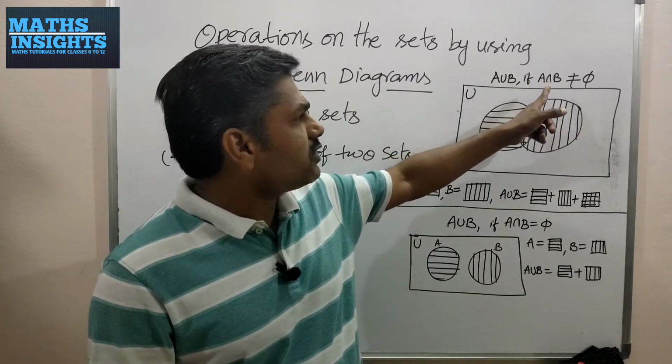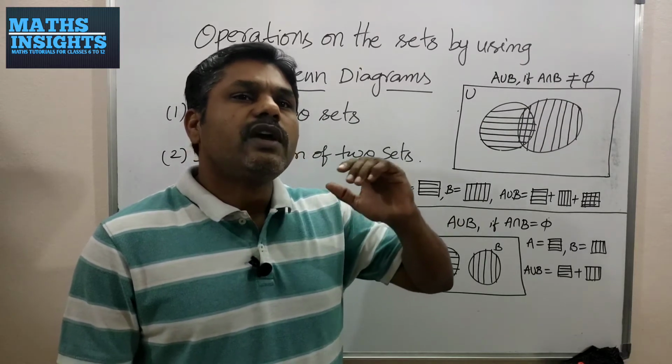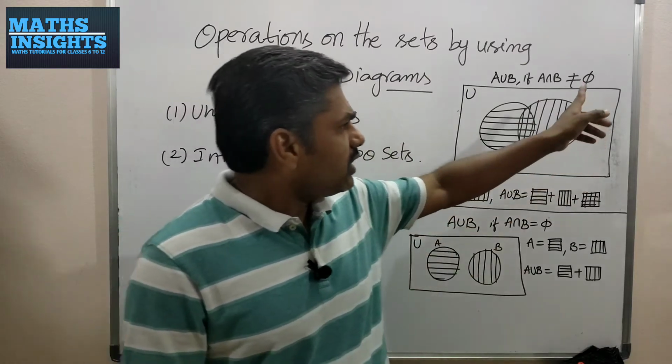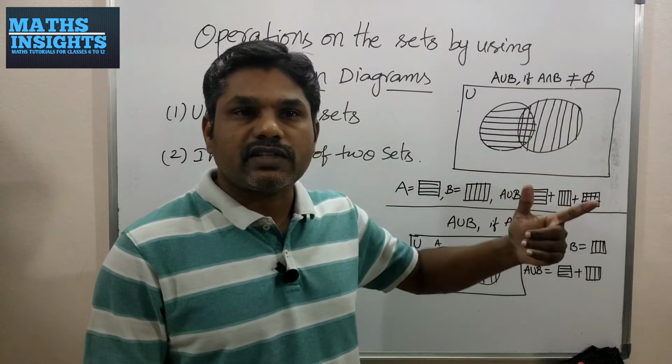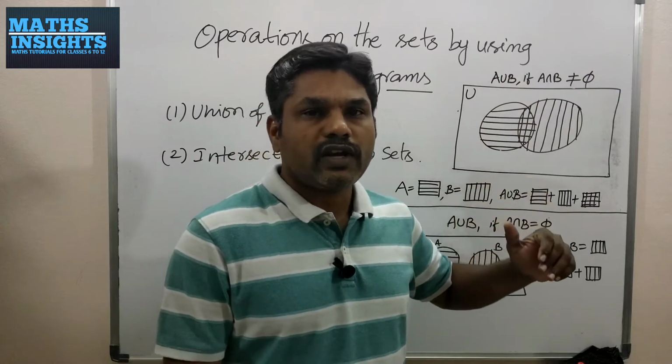If A intersection B is not equal to phi, that means there should be some elements which are common to both A and B. That's why I am writing that A intersection B is not an empty set. How will we represent this A union B by using Venn diagrams?